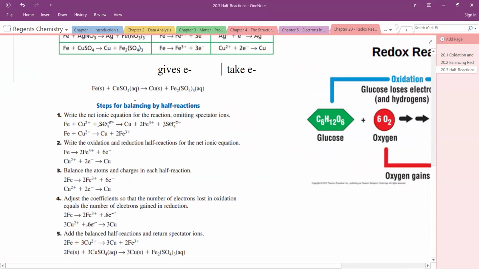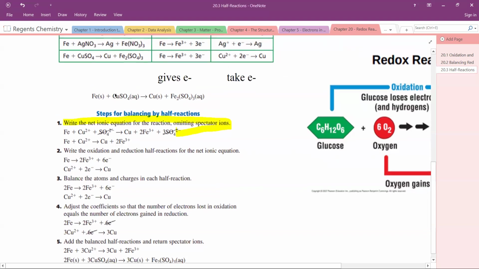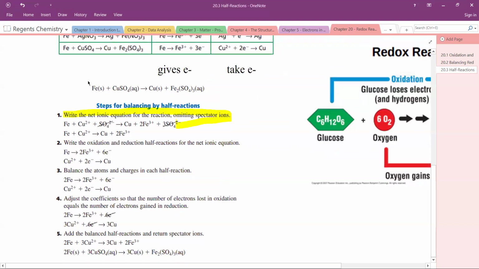So let's look at the steps for how we might balance a chemical equation. For example, we can balance by half reactions this somewhat complicated reaction where we take iron, add copper sulfate, we form solid copper and an iron 2 sulfate. Not crazy. You could probably do this by counting atoms and ions, but let's see what the half reactions method has. Step 1 of this process is to write the net ionic equations for the oxidation and reduction while omitting spectator ions. That means you just don't write down the things that don't do anything.